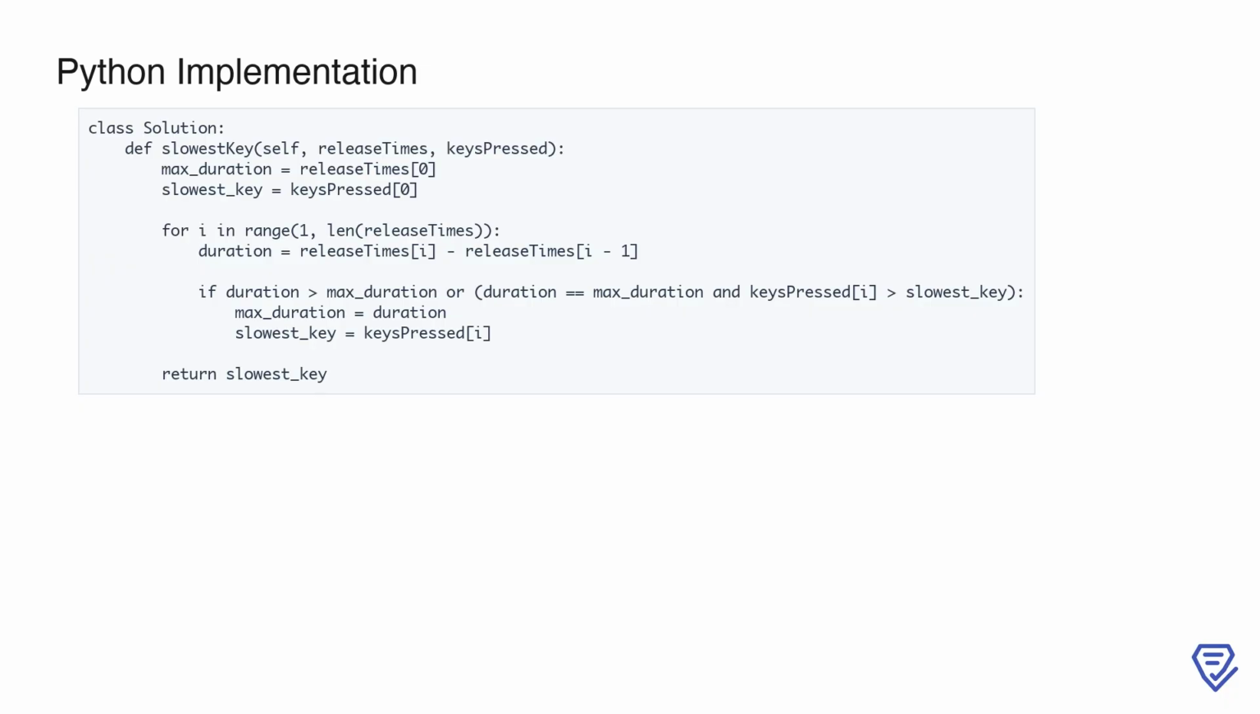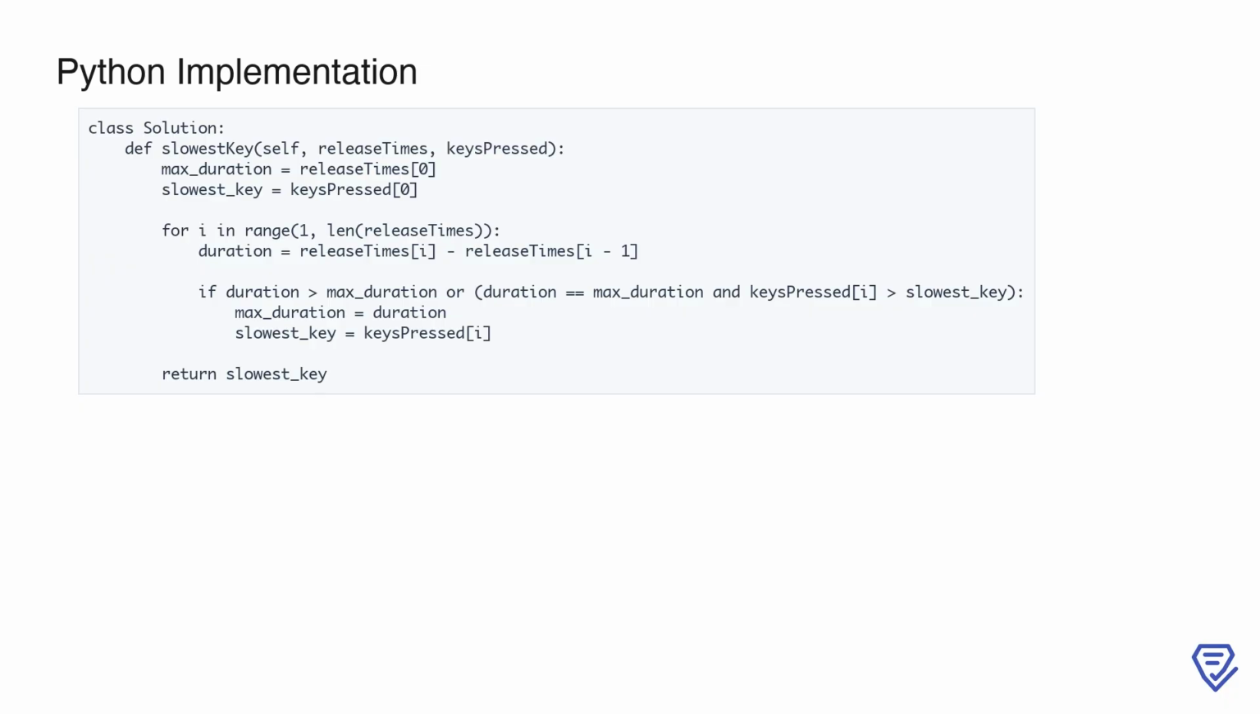If two keys share the same maximum duration, the lexicographically largest key is returned. We begin by initializing max_duration to the duration of the first key, computed as release_times[0], and slowest_key to the first key in keys_pressed. This sets our baseline for the longest duration and its associated key.